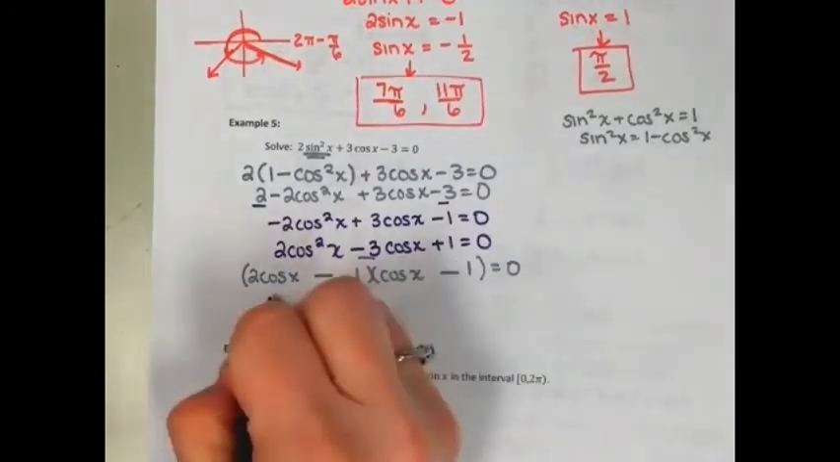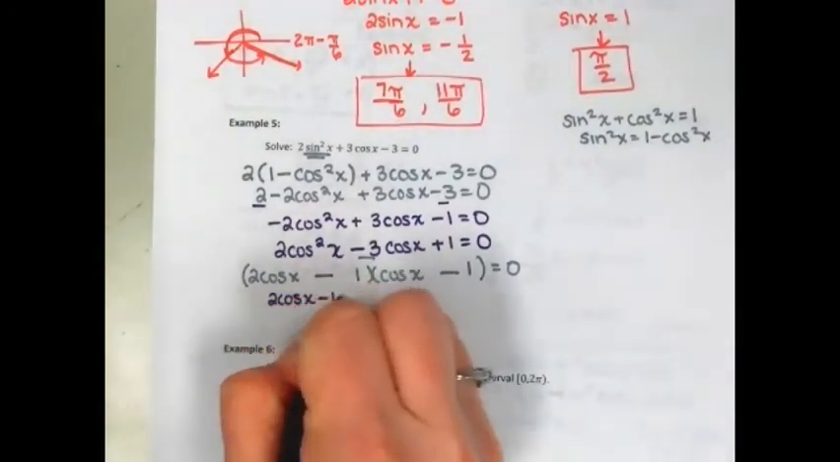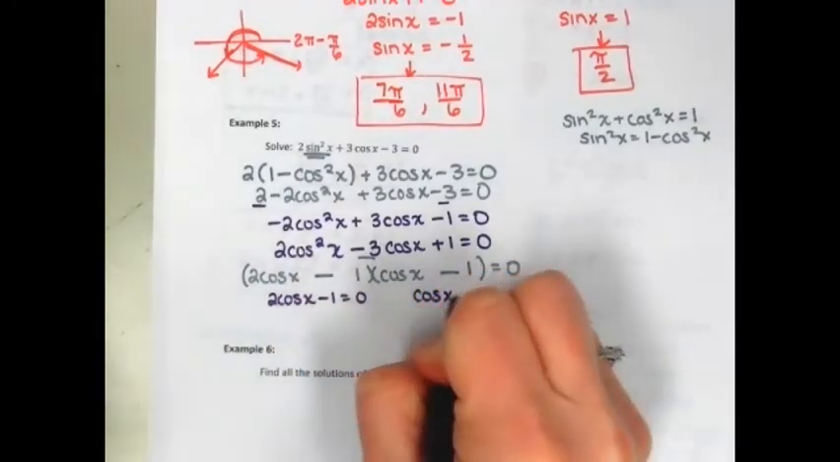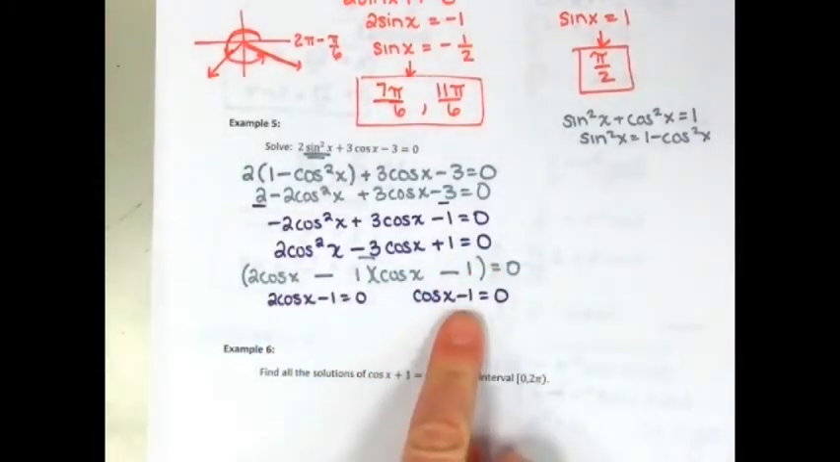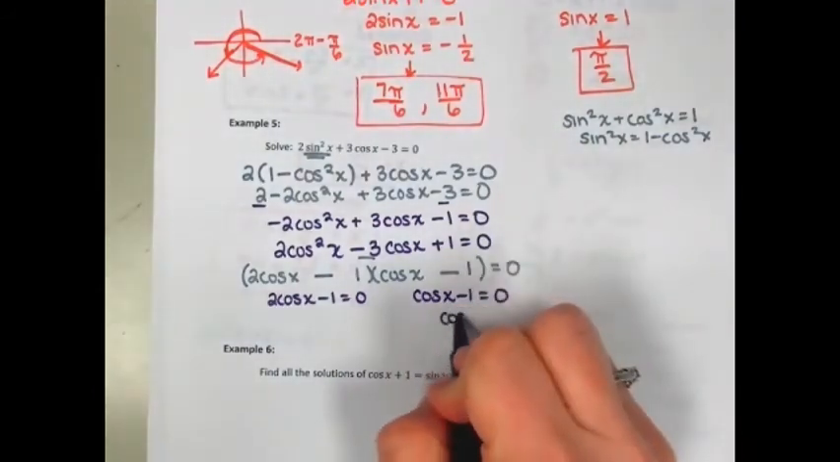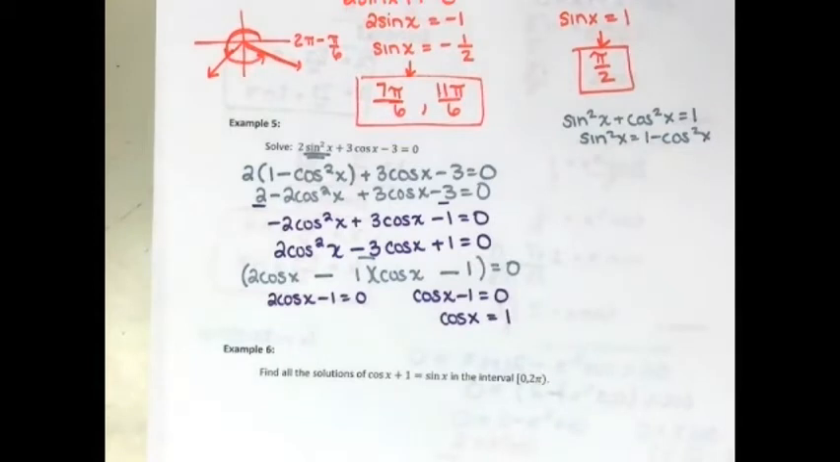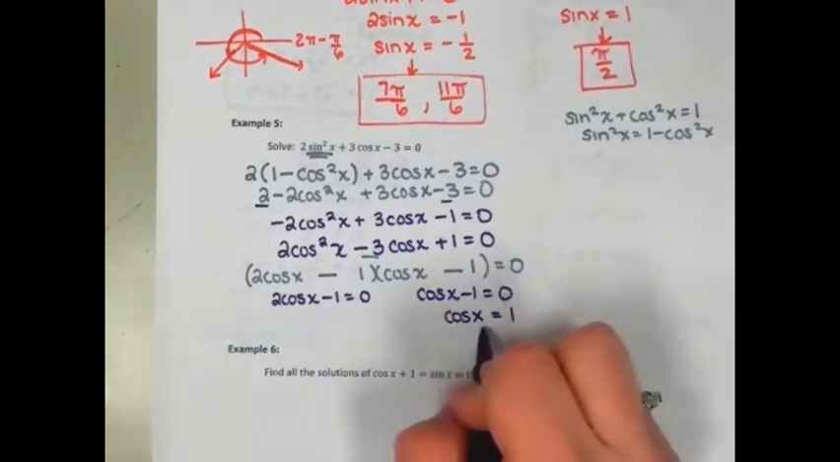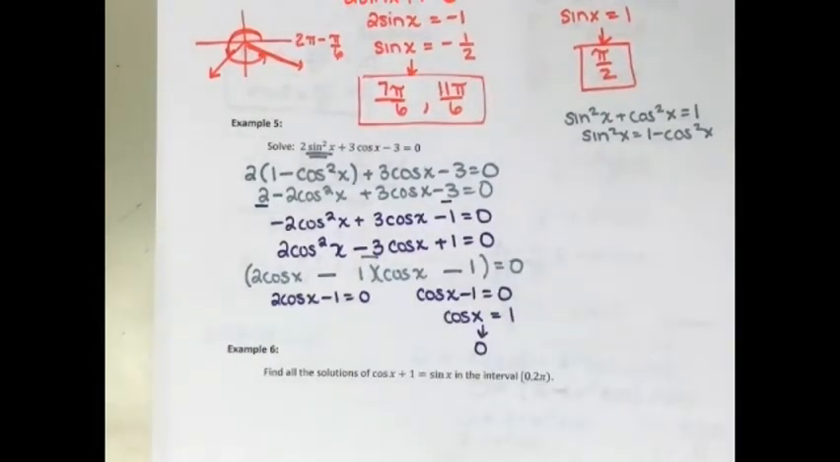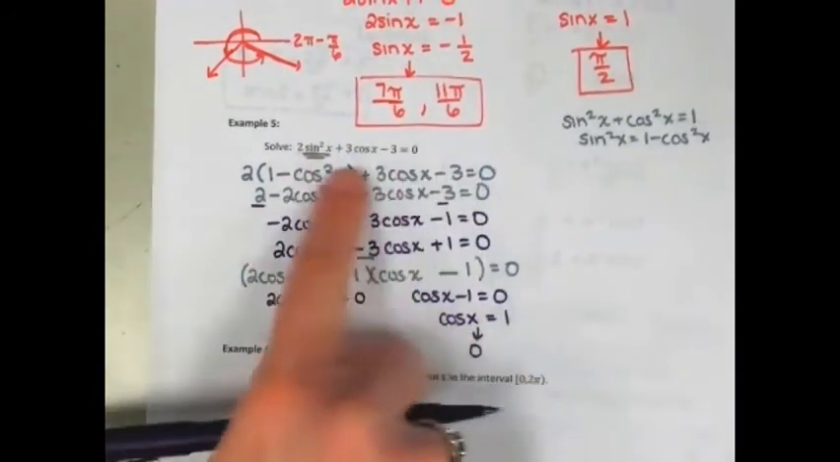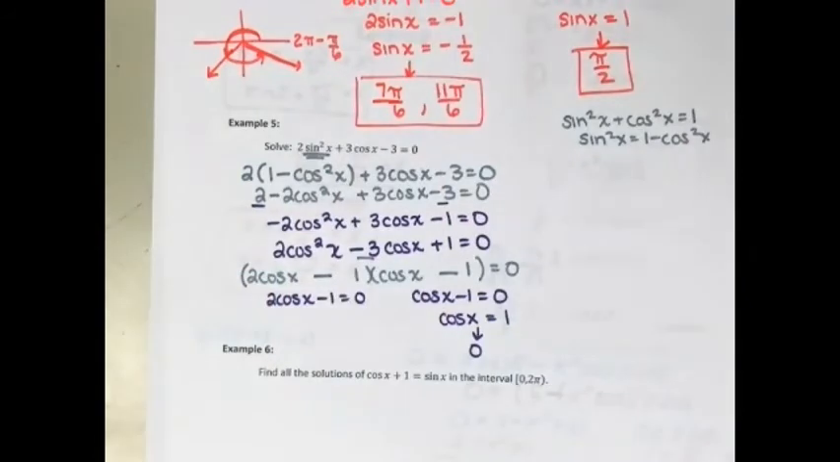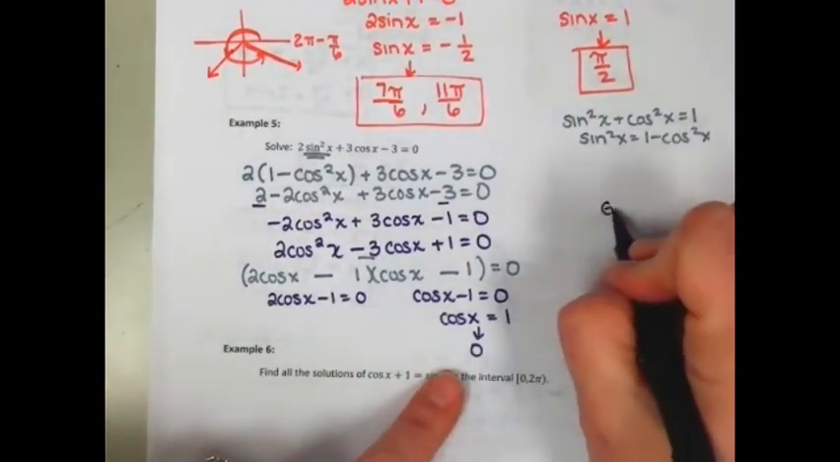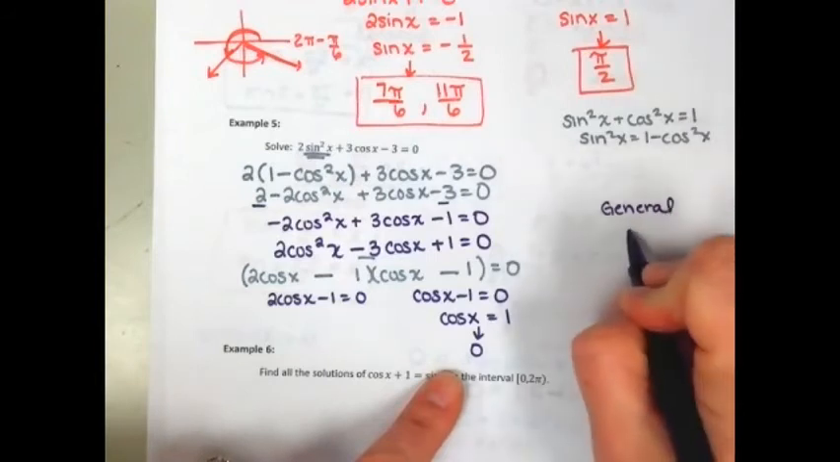Yeah. So 2 cosine x minus 1 equals 0. And the cosine of x minus 1 equals 0. Let's go ahead and do this one first. How do I move the 1 over? Got it. All right. So the cosine of x equals 1. So cosine is my x coordinate. So when is my x coordinate equal to 1? At 0. So this is equal to 0. Now, does it tell me an actual interval that I need to stay in between? So at 0, what am I going to have to do for my general solution? Add what?